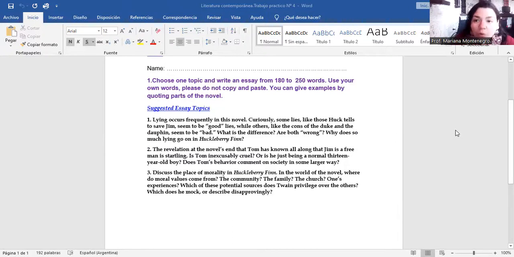You will have to investigate. There are certain sites with notes, for example, there is one site which is called SparkNotes. You can go there and it can be very helpful for this kind of work.